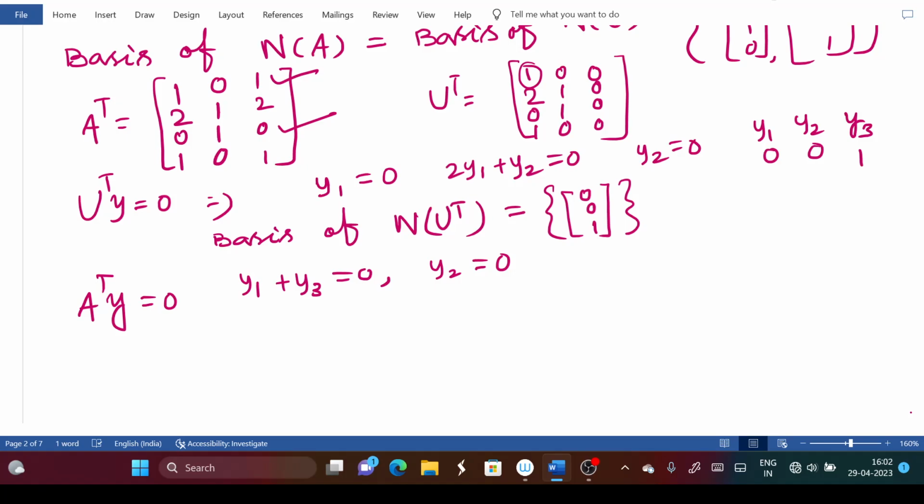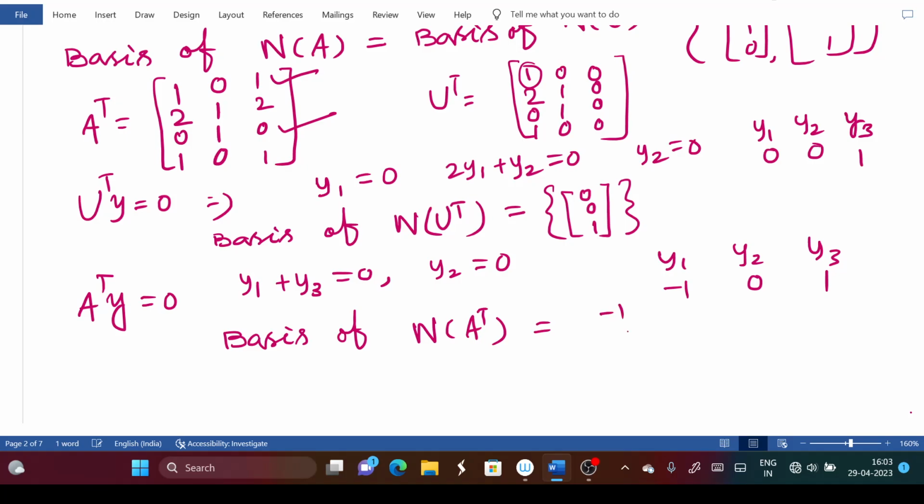So what we are getting? From the first equation it is 1 0 1, and second 0 1 0 implies y2 is equal to 0. So here y1, y2, y3, it is free, it is 0, and here it is -1. So basis of N of A transpose, that is left null space of A, is {-1, 0, 1}.